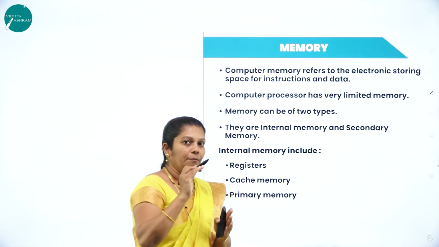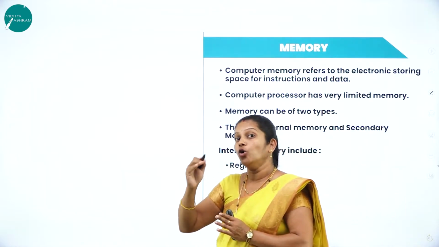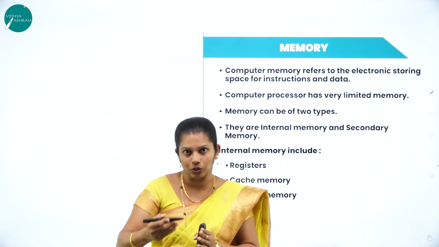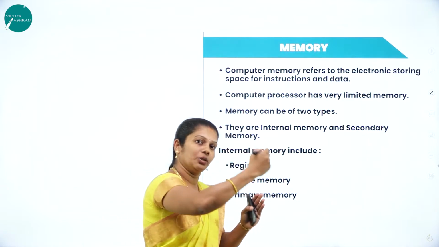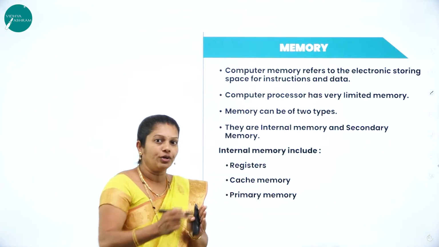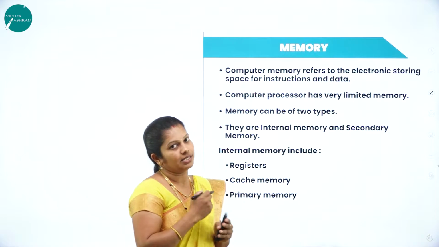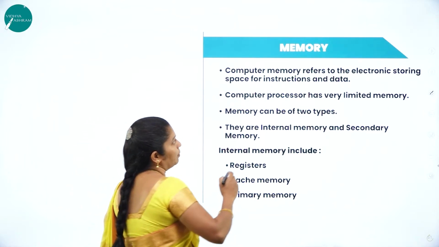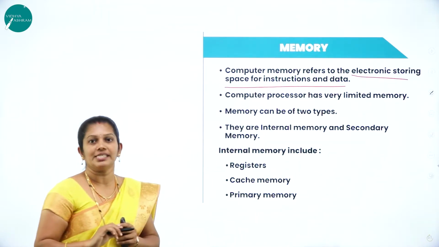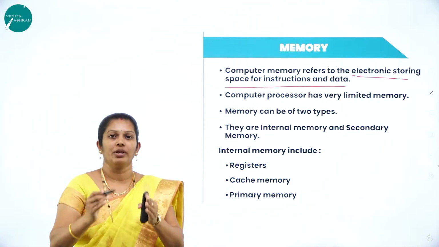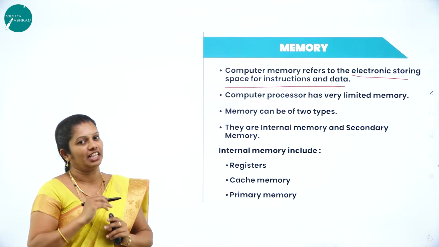Already I told you memory is required for storage purpose. It stores both input data as well as output data. That is, it will store data as well as information. Whatever data is transferred from the user to the computer, that also it will store. After processing, whatever result it generates, that also it will store. Computer memory refers to the electronic storage space for instructions and data. Memory is a storage place. There we can store all the information and data.